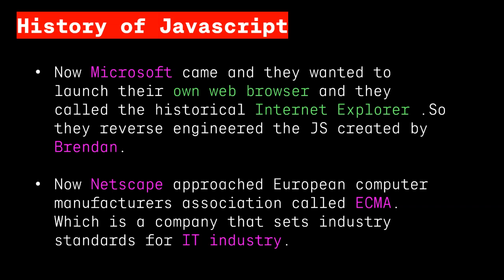And then comes Microsoft. Now Microsoft came and they wanted to launch their own web browser, and they called it the historical Internet Explorer. I hope every one of us has used Internet Explorer. Back when I was in class 3, I started using a Windows 7 computer and Windows XP. Actually, the first computer operating system that I used was Windows XP, and I mean we all have used Windows XP, and the default web browser was Internet Explorer, which was created by Microsoft.